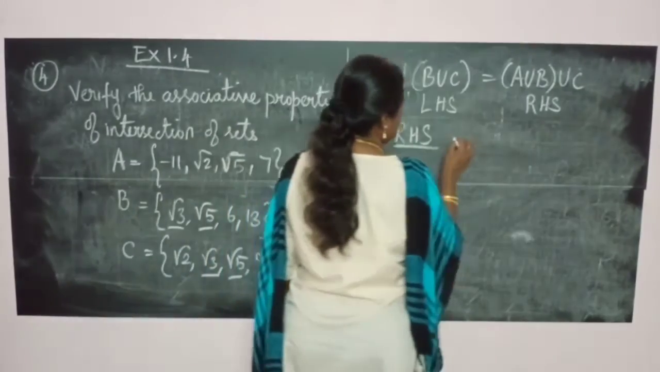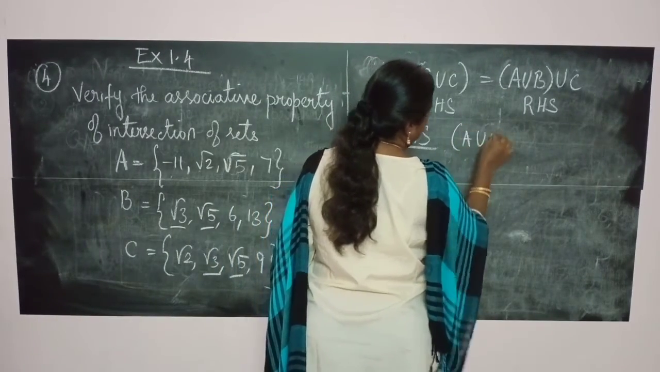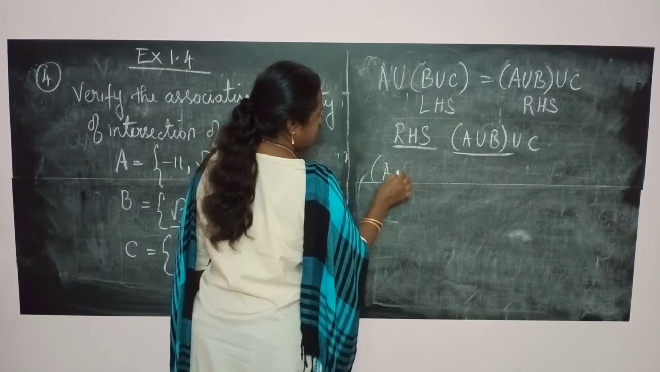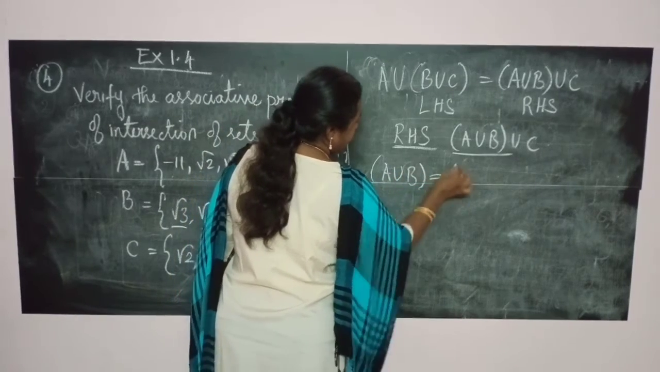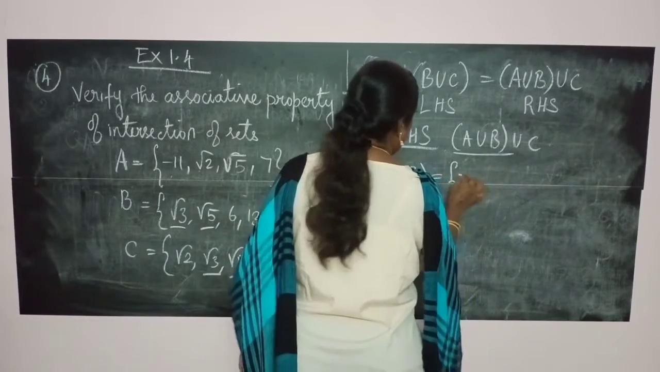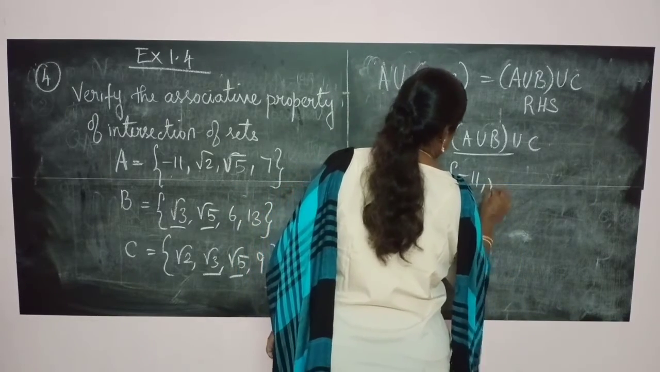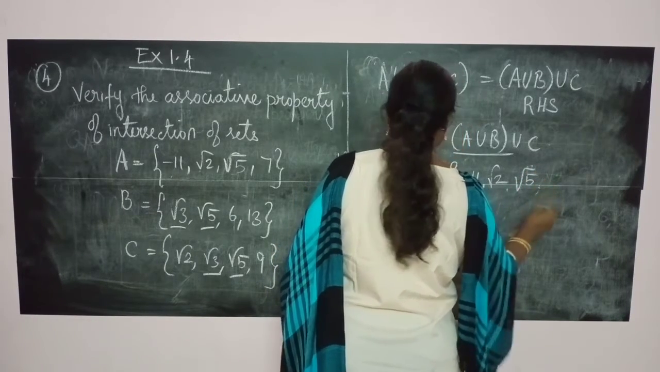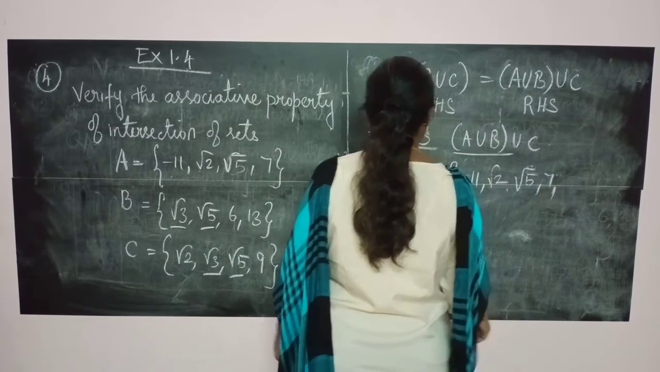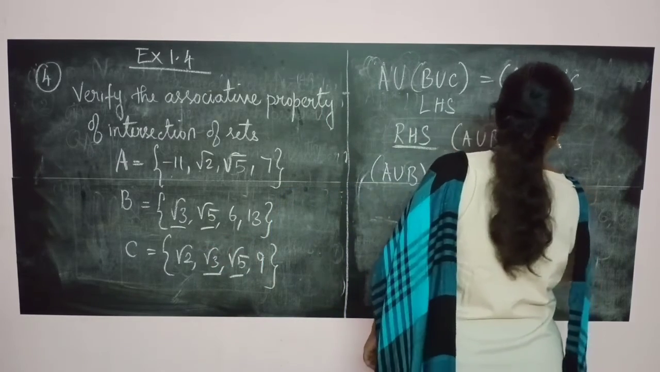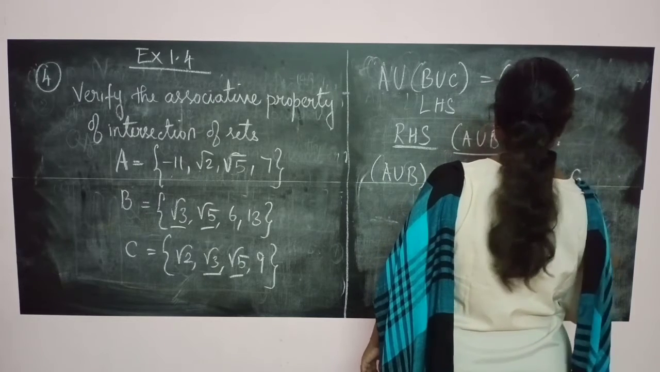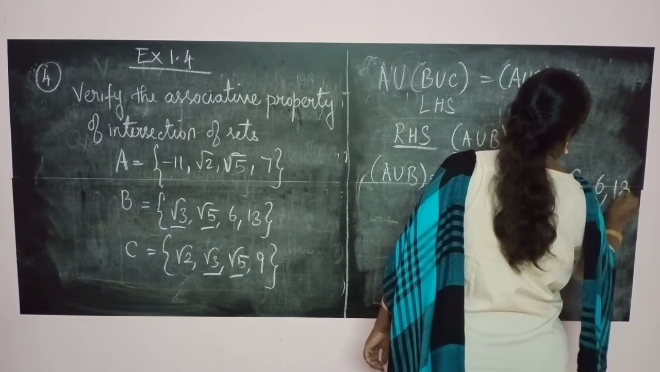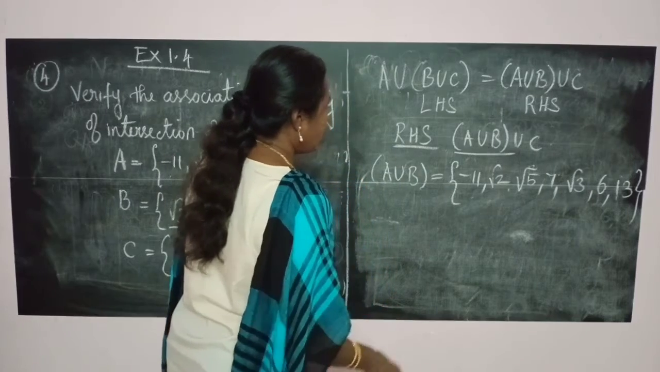Now we will check the RHS side. RHS side it is A union B within the bracket union C. First we will write the elements in A union B. So what all the elements will it be? When you combine, I will write all the elements in A first. Minus 11, root 2, root 5, then 7. Then I come to set B, root 3, root 5. Root 5 I have already written, I am not going to write it again. 6 is there, 13. Okay. These are the elements in A union B.